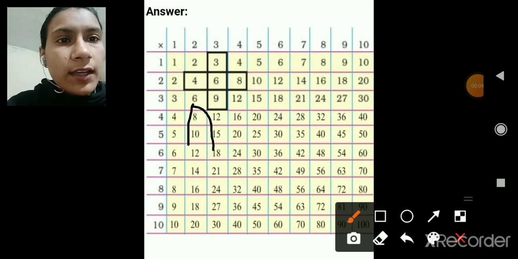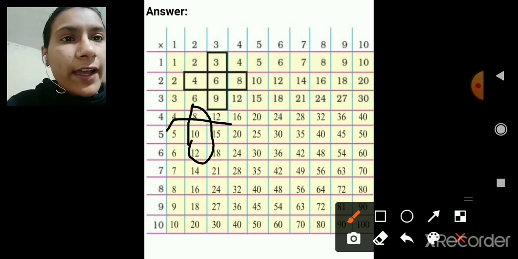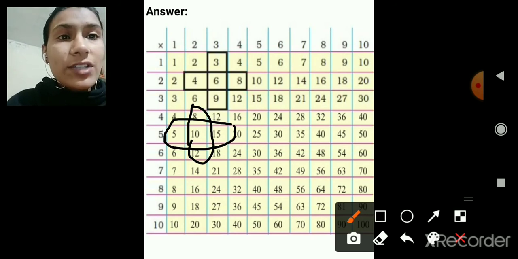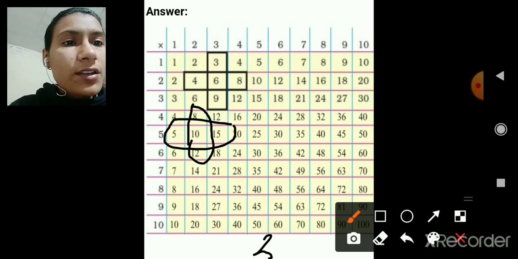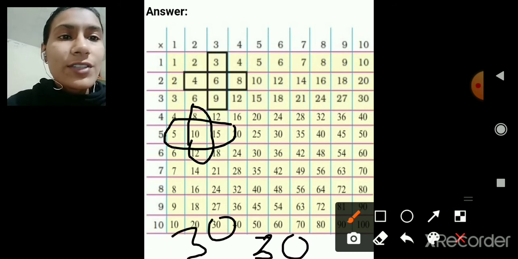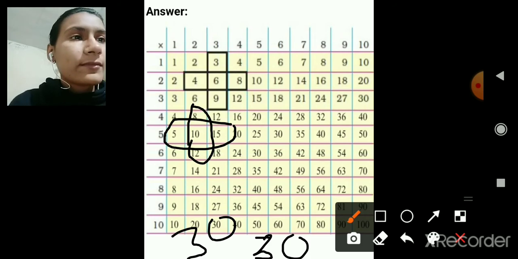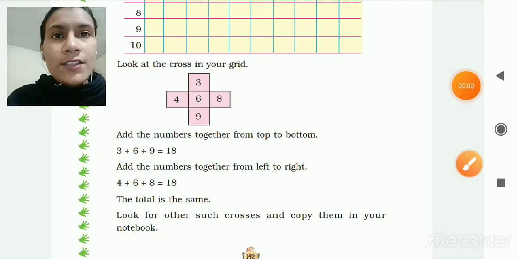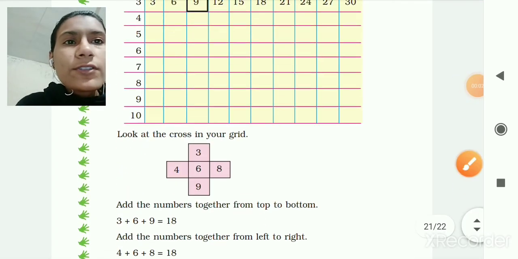So see, 8, 10 and 12. And 5, 10 and 15. Let's add. Now 8 plus 10 is equal to how many? 18. 18 plus 12 is equal to 30. So just remember 30. Now 5 plus 10 is equal to 15. And 15 plus 15 is also equal to 30. So this answer is the same. So you can write the other example also in your notebook.